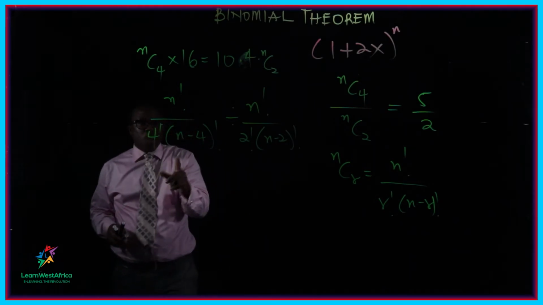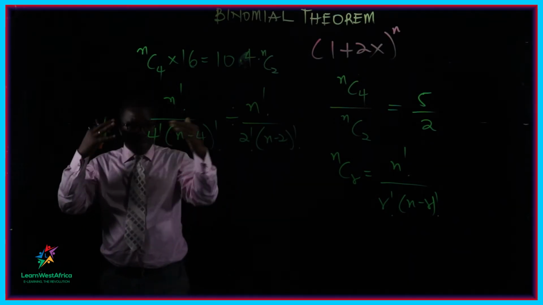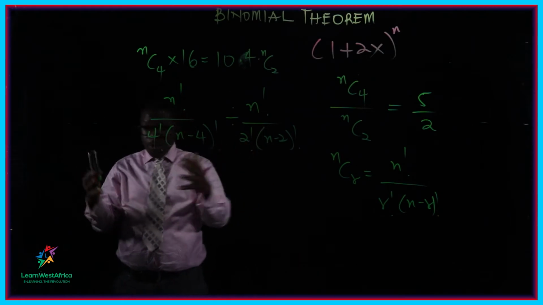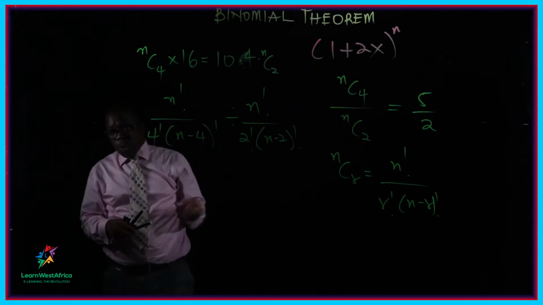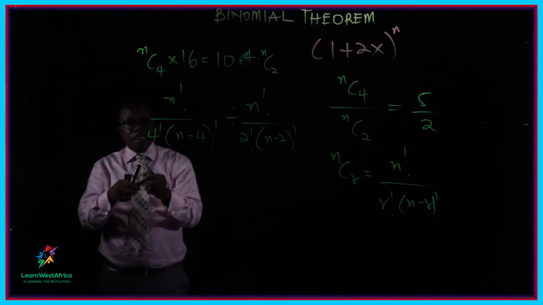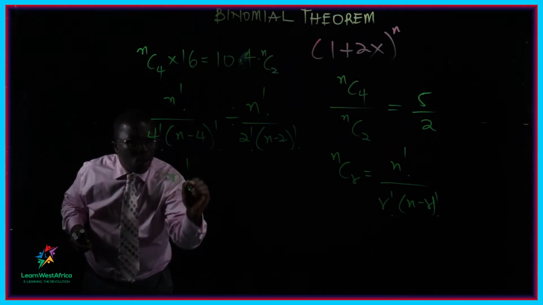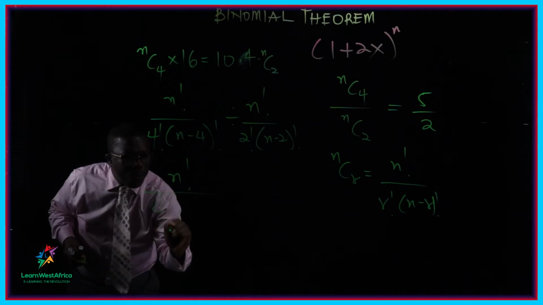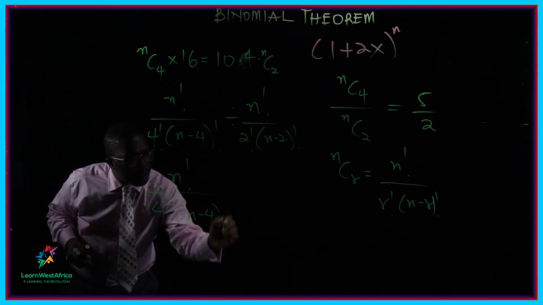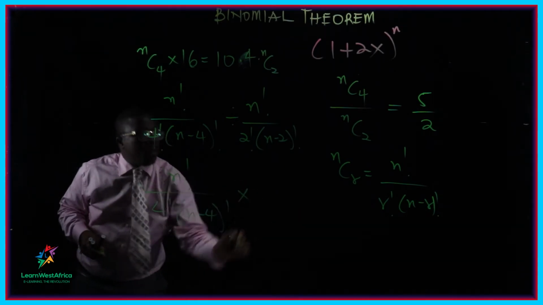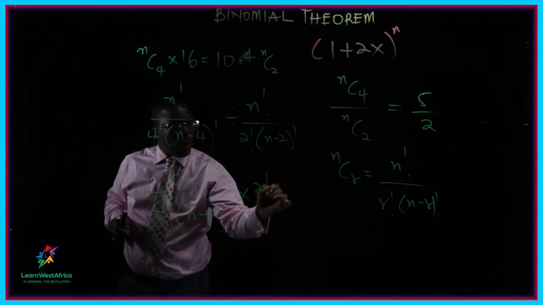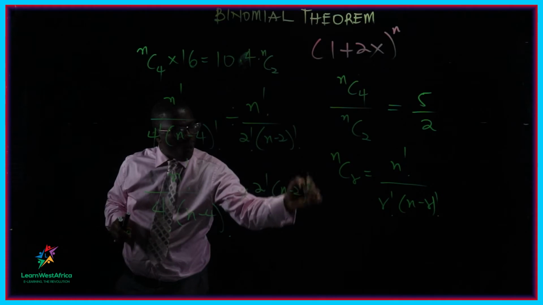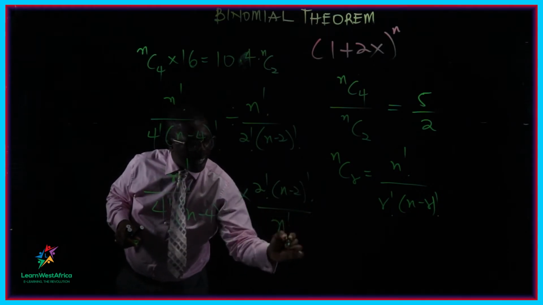Now watch, this is where the algebra comes in. We just try and resolve it like how we used to do with fractions. It is division, we change it to multiplication and turn this side upside down. So this is going to give us n factorial all over 4 factorial into brackets n minus 4 factorial, times 2 factorial into brackets n minus 2 all factorial all over n factorial.